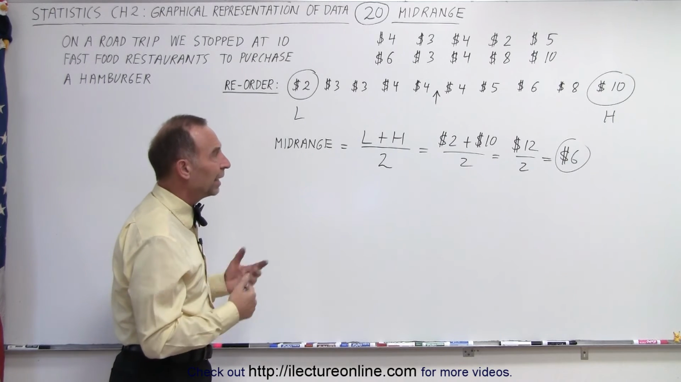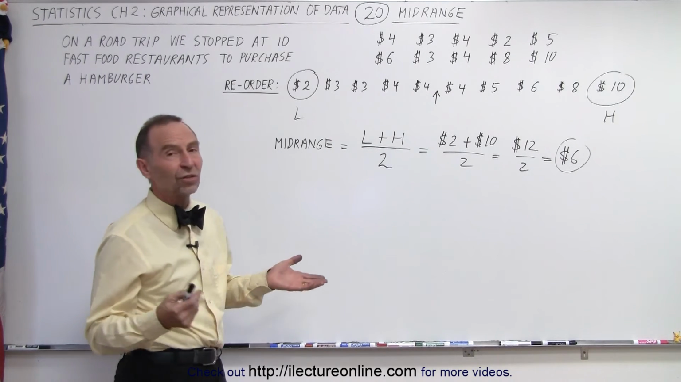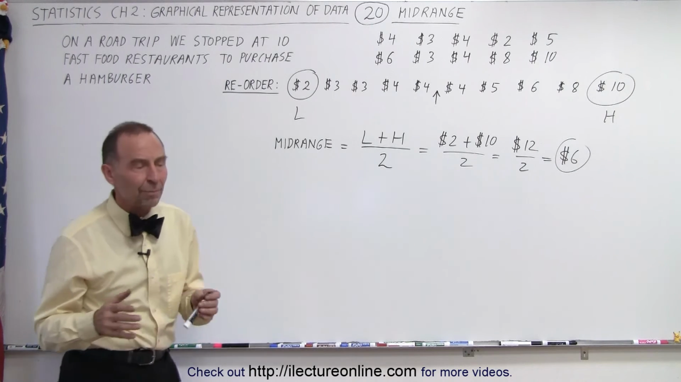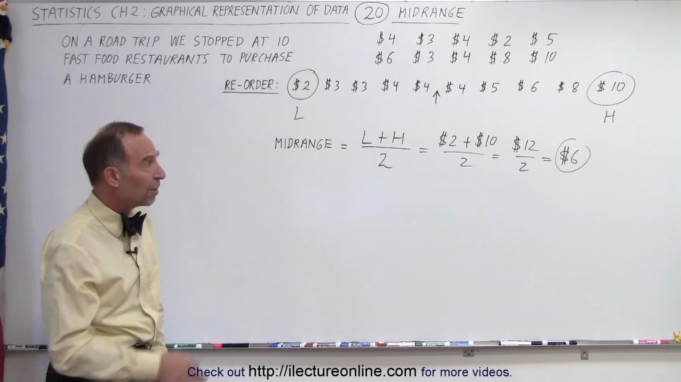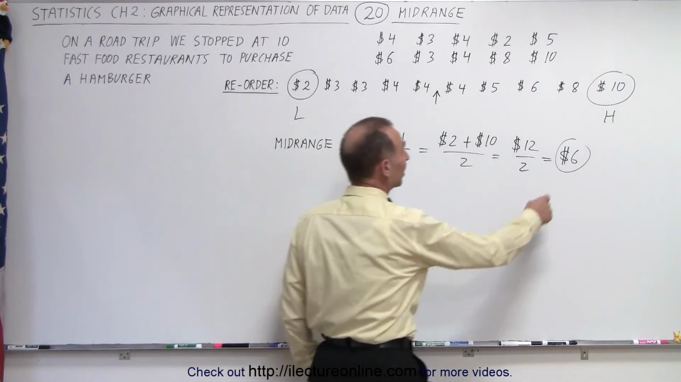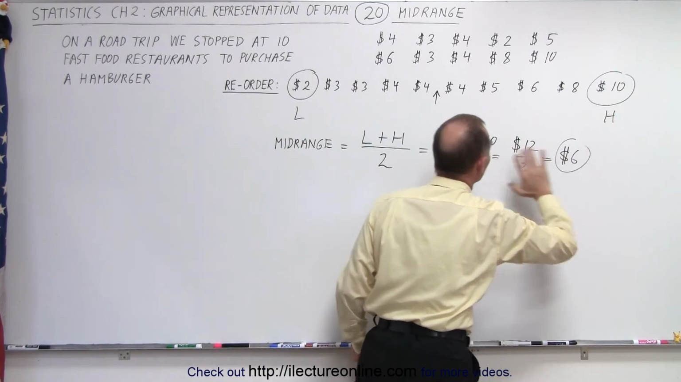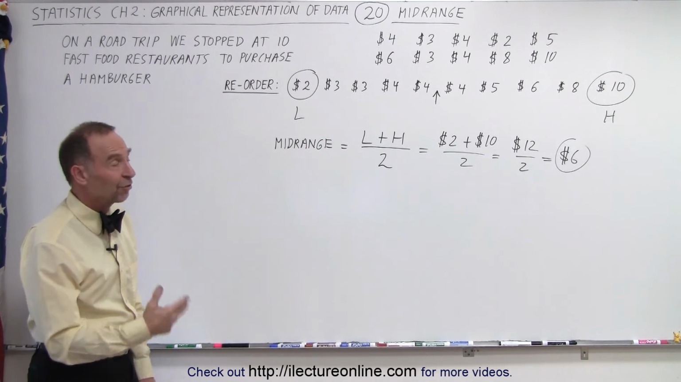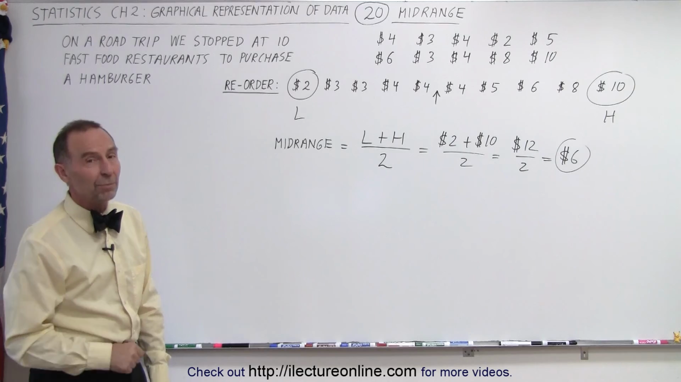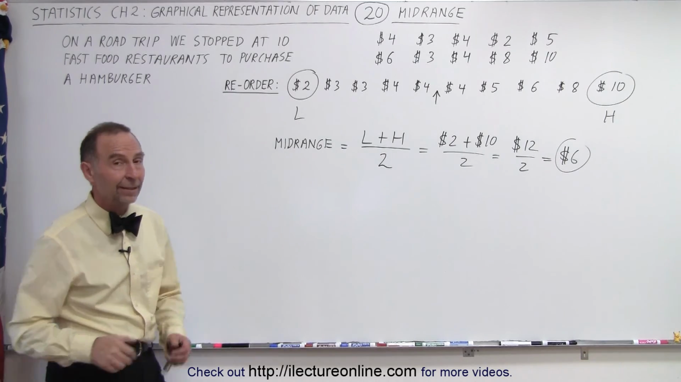In this case, the mid-range is $6. That's not a bad value. That means that, hey, that's the typical value you would pay for your hamburger on the trip. Although you can see that the high cost of the one burger at $10 did skew that value off to the right. It's a little bit more than the average value that we found, the mode and the median that we found. And that is how it's done.